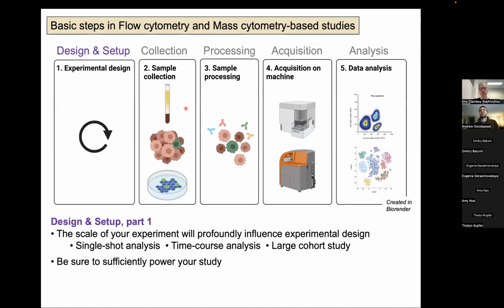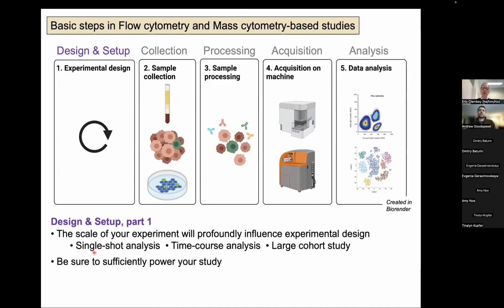So in terms of considerations for design and setup, the first thing I'd like to point out is things which are inherent across technologies, but I still think are worth emphasizing because I've run into many people who have overlooked them. So first, the scale of your experiment really profoundly influences the experimental design. So what do I mean by that?